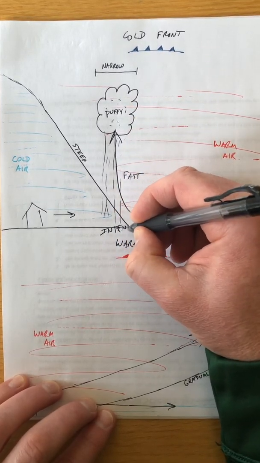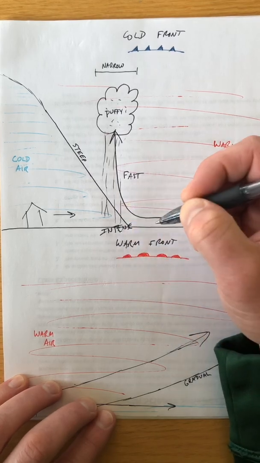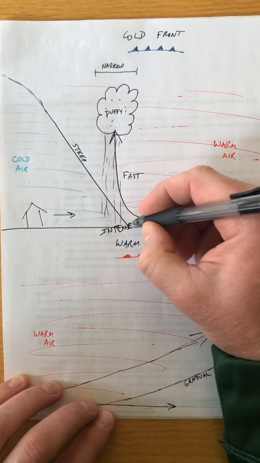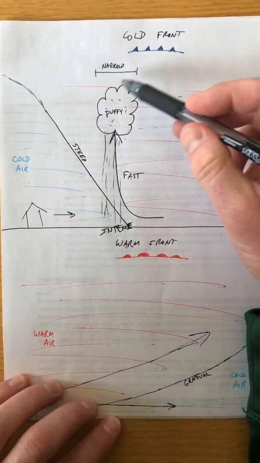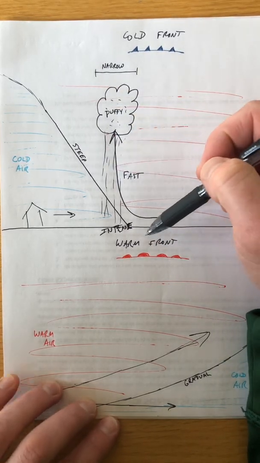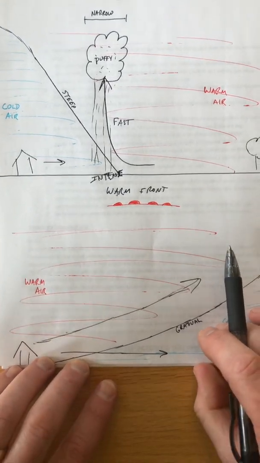So you get this intense rain right here, which we normally would call a thunderstorm, which if you remember from day one, is why we get our thunderstorms along our cold fronts. Now, compare that to a warm front.